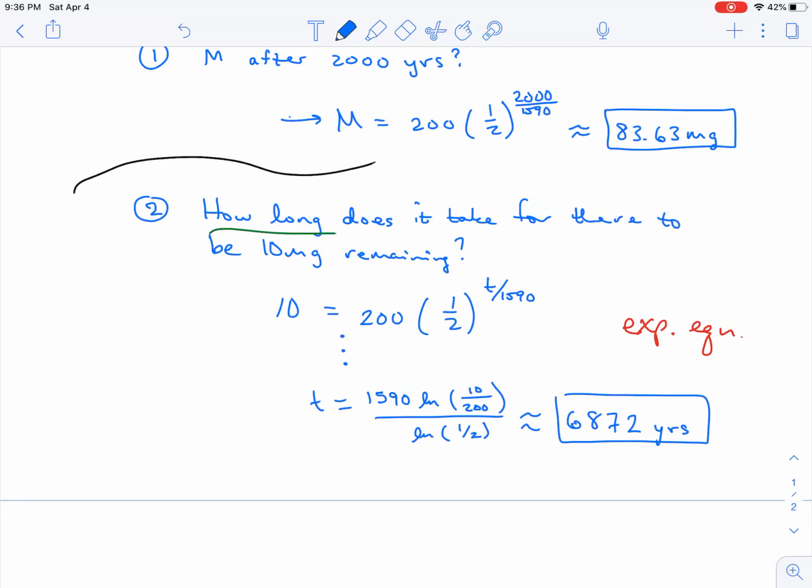This kind of question might arise in an application problem where you're told that a safe level of this particular substance is at such a threshold. Let's say 10 milligrams is the safe threshold. So the question is, when is it going to be safe? That's a kind of question that might arise. It's a fairly natural application of this kind of problem.